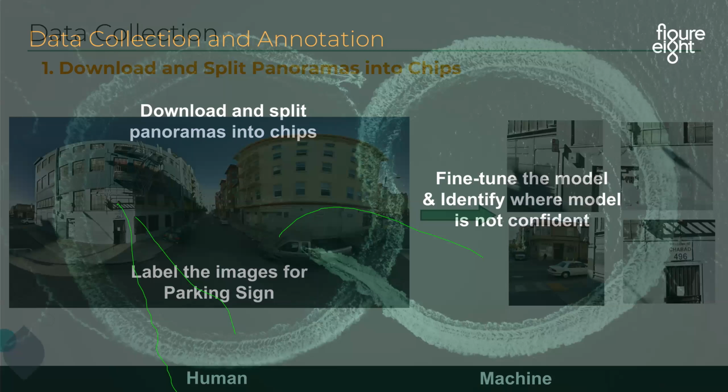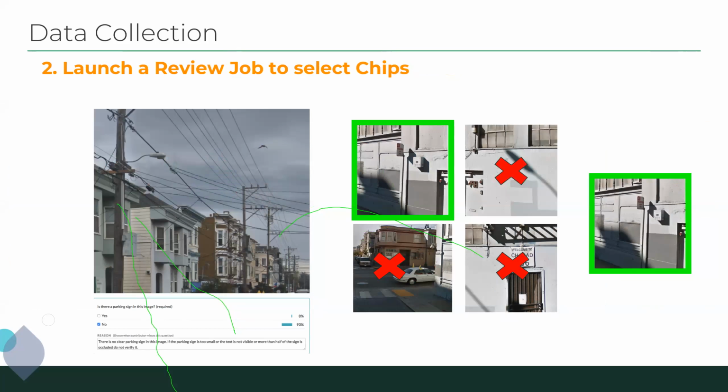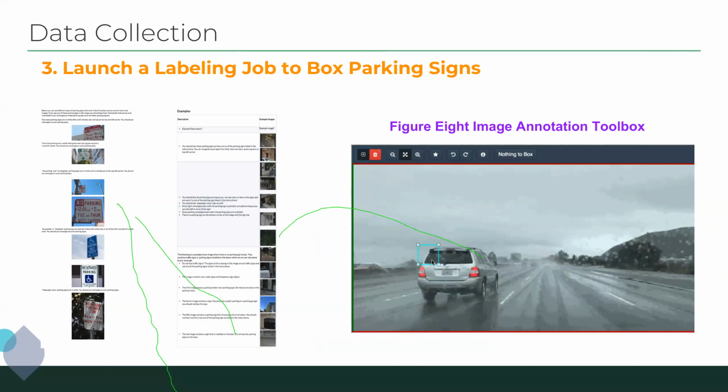In the first step, on the left, there are panoramic images. The size is about 13K by 6.5K pixels. These are big images, so we chop up the panorama into small tiles or chips. The size of these chips is 1K by 1K. The second part is we create a review job and launch it on our platform to label whether there is a parking sign in those chips or not. The crowd finds the chips which have a parking sign. The second flow is that when they find a parking sign in the image, they label a box around the parking sign.